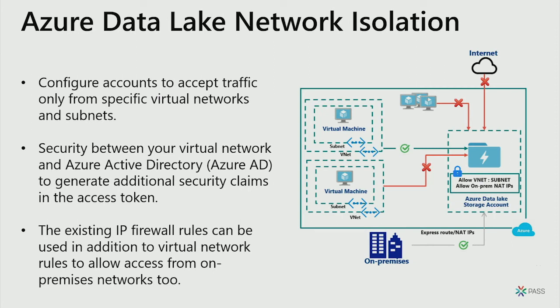One other thing I was talking about, network isolation, wherein you can restrict a particular VNet or subnet within your overall landscape, or within on-premise also. I want certain IPs to access my Azure Data Lake Store. If you look at the green tick mark over here, only these can access, and other networks are disabled. I'll show all this in the demo.